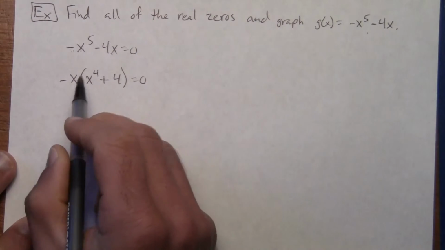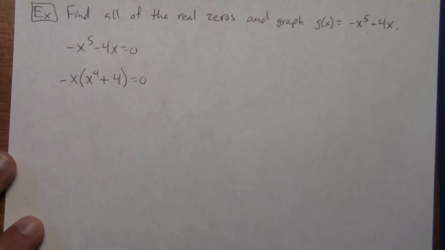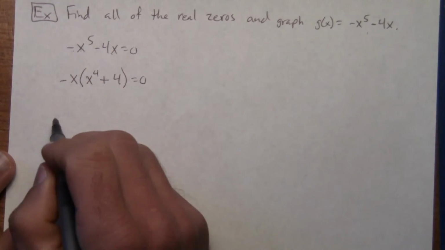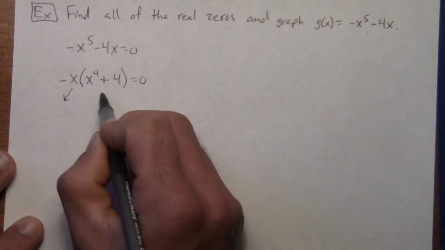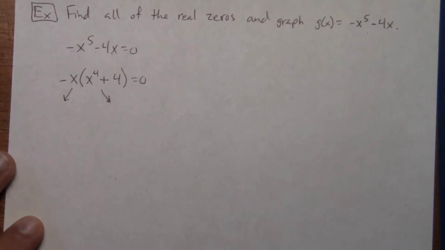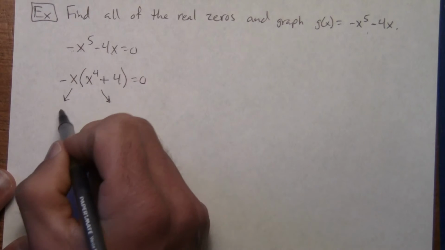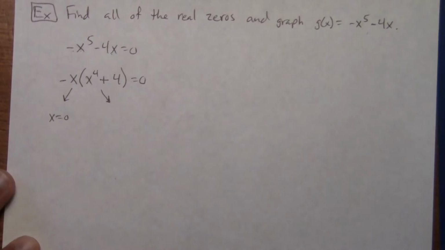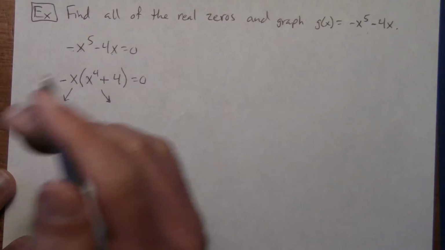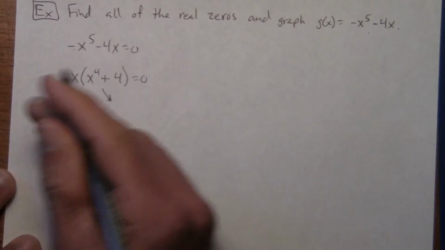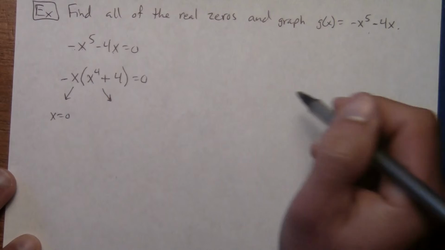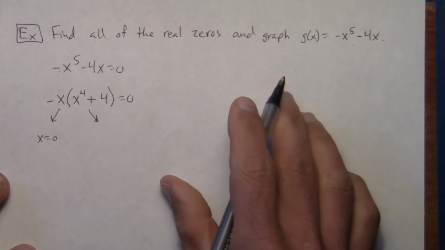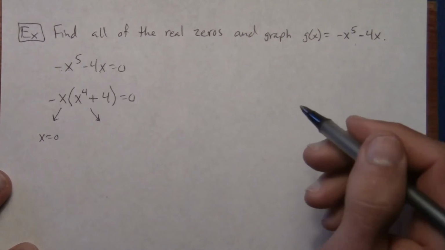If you're not sure if you've done it correctly, just redistribute to see if you have the right thing. And I've got what I want now. I can set that equal to 0, I can set that equal to 0, and I can solve it. And I'm going to end up with x is equal to 0, and x to the... I'm going to quick change this problem just to make this a little easier for you. There's a little bit more to this problem than I want to get into.